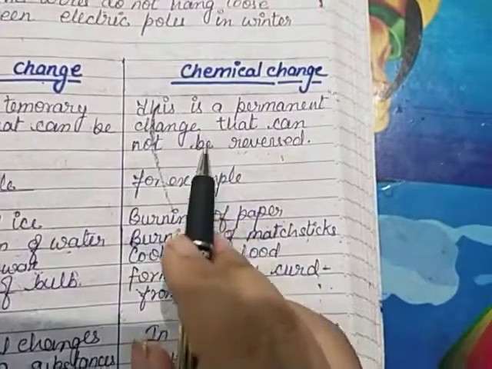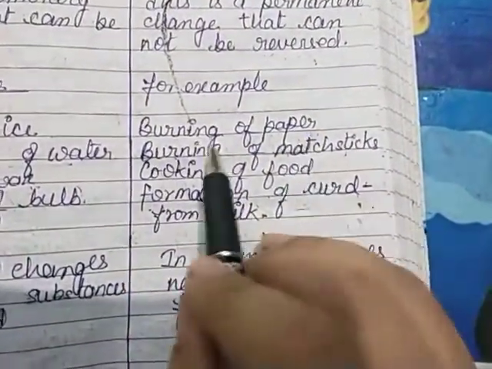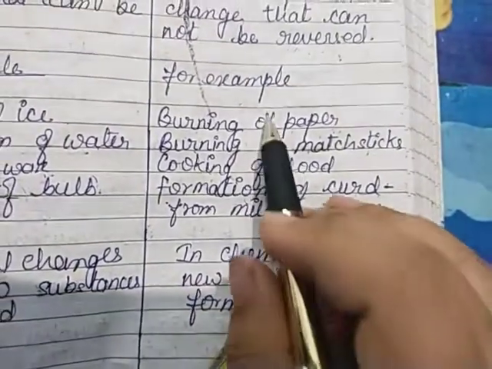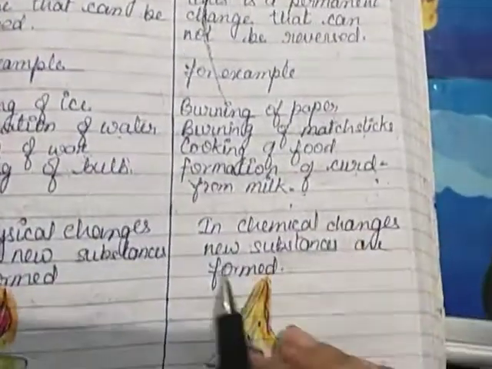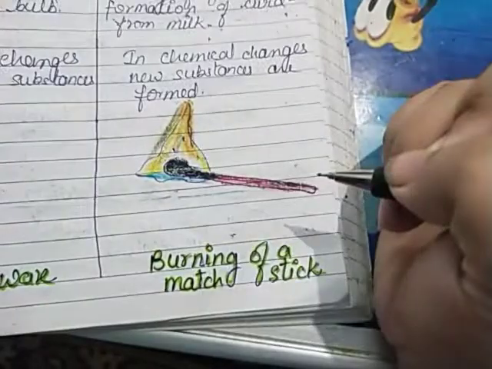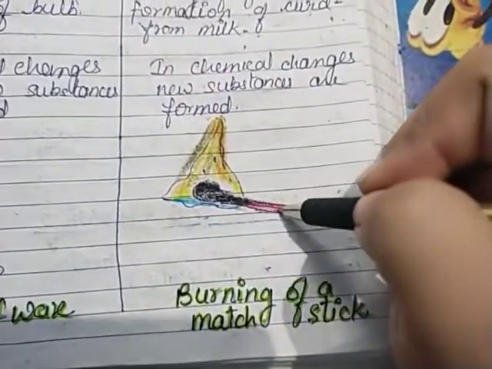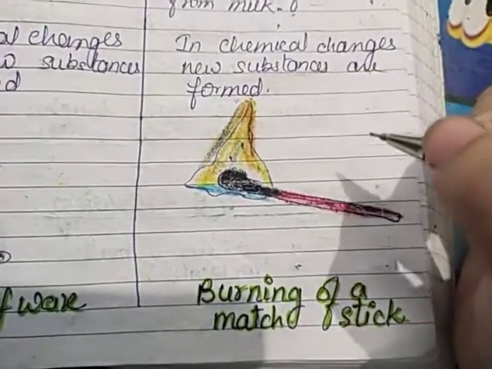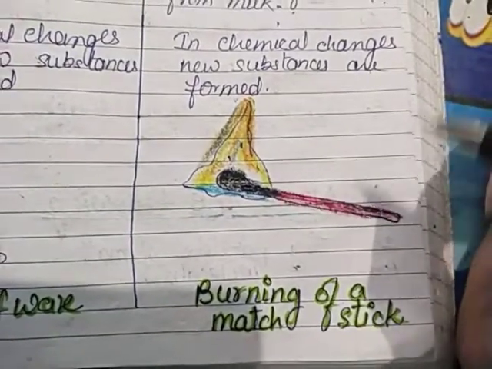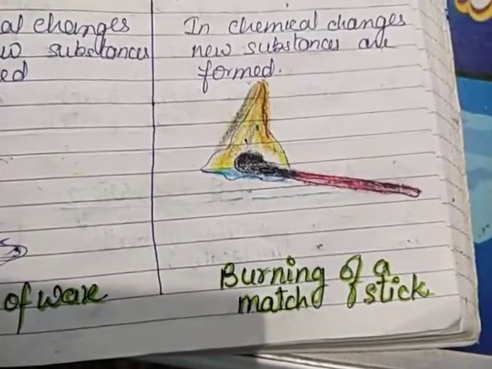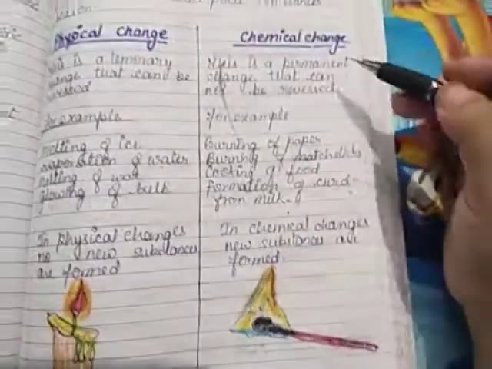On the other hand, the examples of chemical changes: burning of paper, burning of matchsticks, cooking of food, formation of curd from milk. These are certain examples of chemical changes. Now, in chemical changes, new substances are formed. Here you can see the burning matchstick. So, by the burning of matchstick, burning of paper, burning of leaf, we will get ashes, and this ash is a completely new product. ये एक नया प्रोडक्ट मिला है, नई चीज़ मिली है, नया सब्सटेंस मिला है जो कि पुराने सब्सटेंस से कहीं से भी मैच नहीं करता. So this is the chemical change.